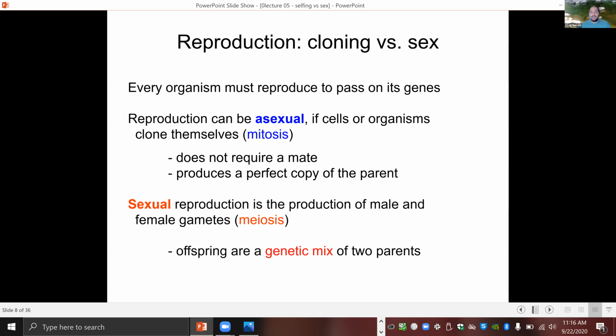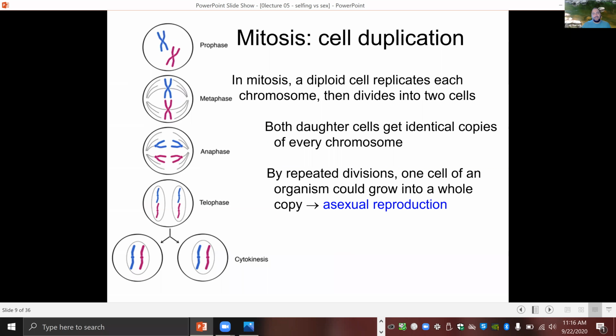Sexual reproduction is the production of male and female gametes through meiosis. And remember, you have two copies of each chromosome if you're a diploid. If you're a polyploid, you might have more. Through meiosis, you reduce gametes from 2n to n. Then you recombine these gametes to produce new combinations of alleles at different loci. So offspring are a genetic mix of the two parents. You're shuffling the deck every time.